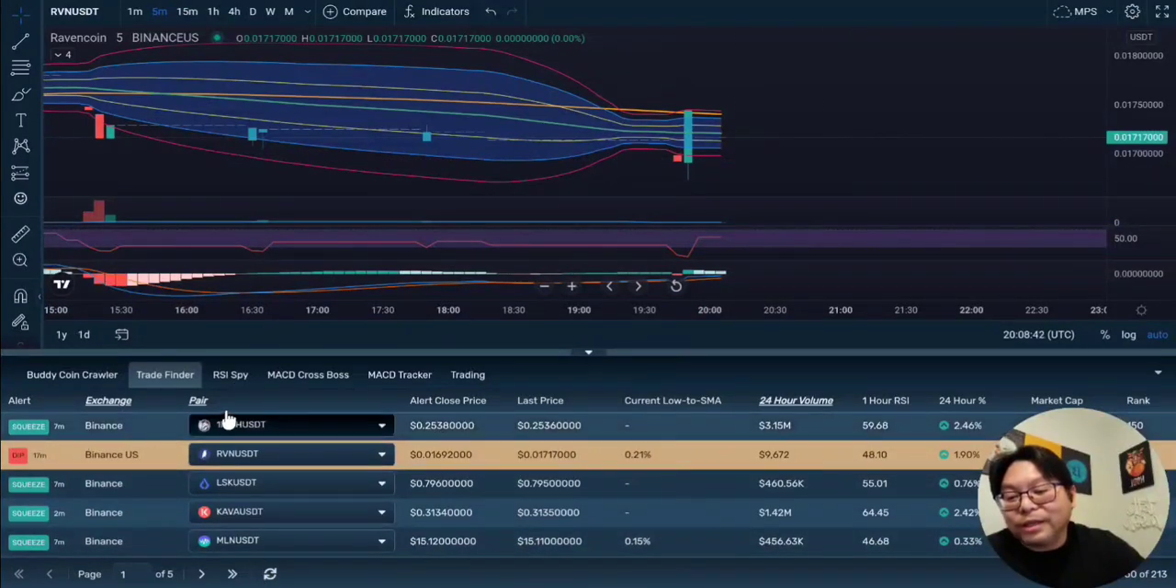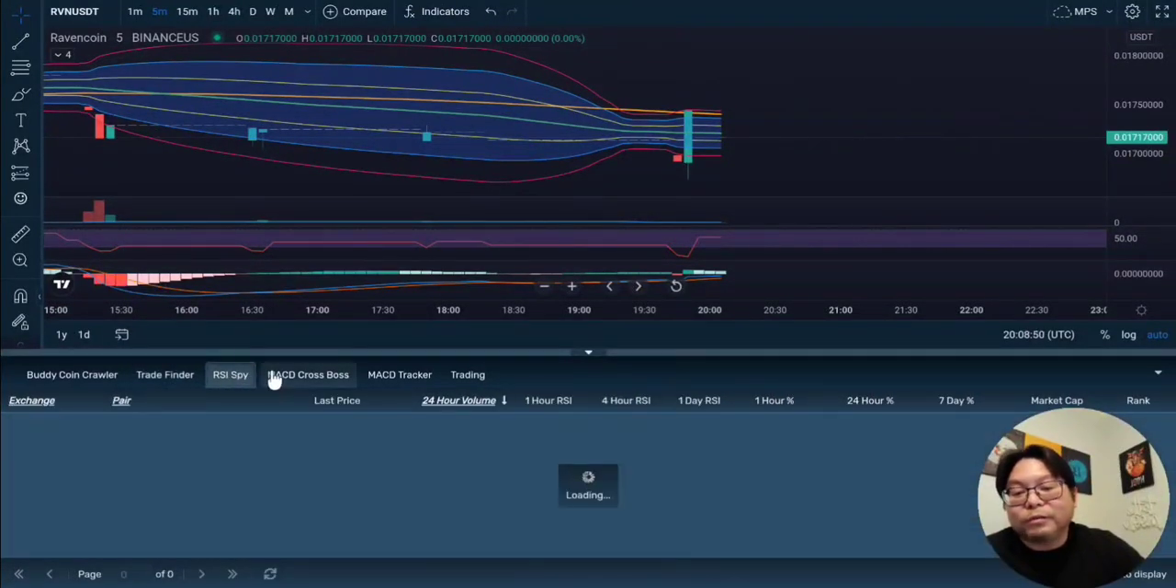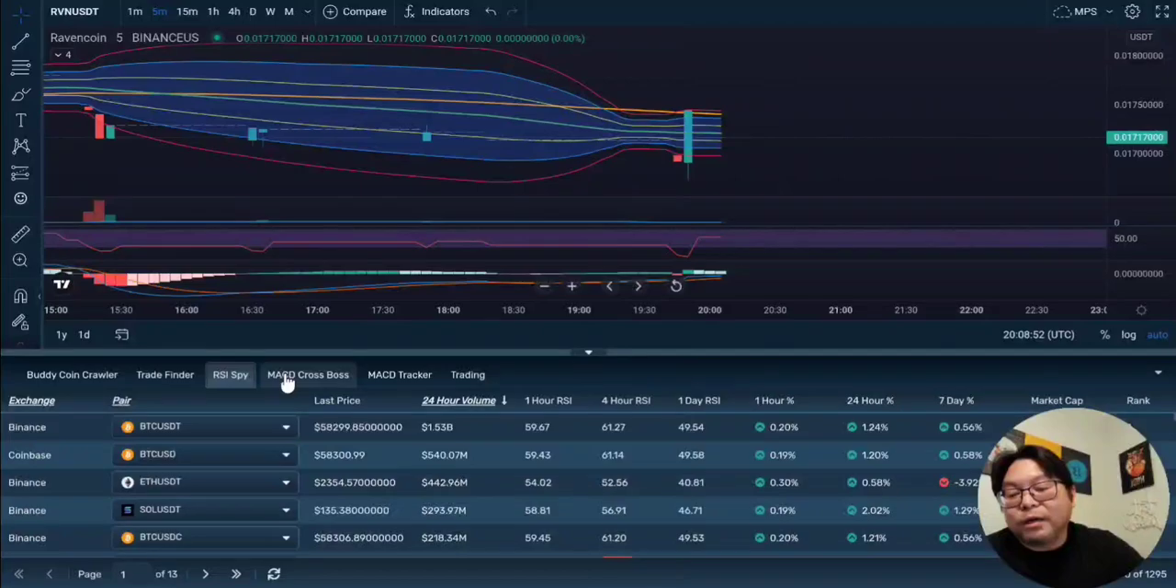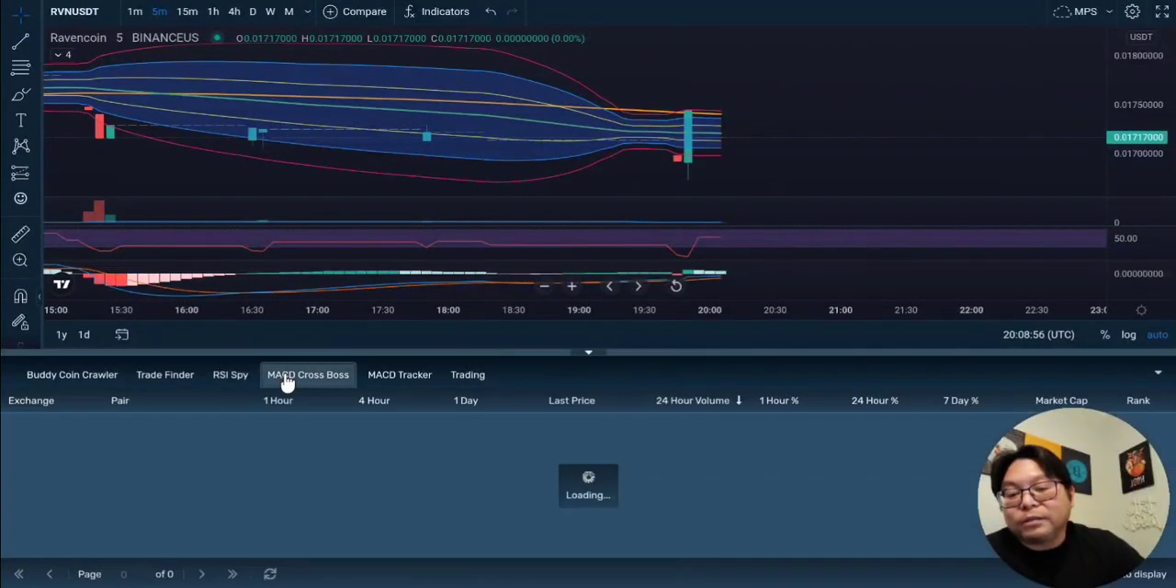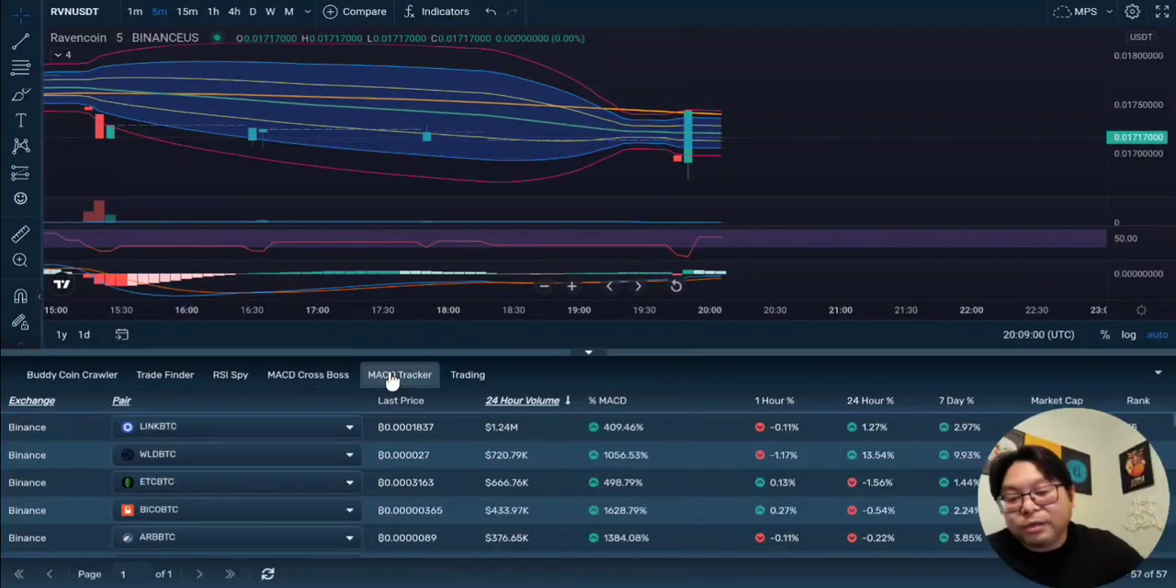And what's cool is this trade finder finds those dips for you. It literally does more than half of the job for you. There are thousands of different coins out there, and this software just finds the ones that you need.